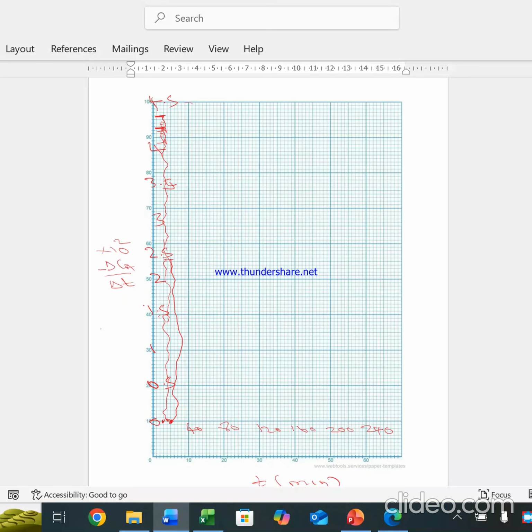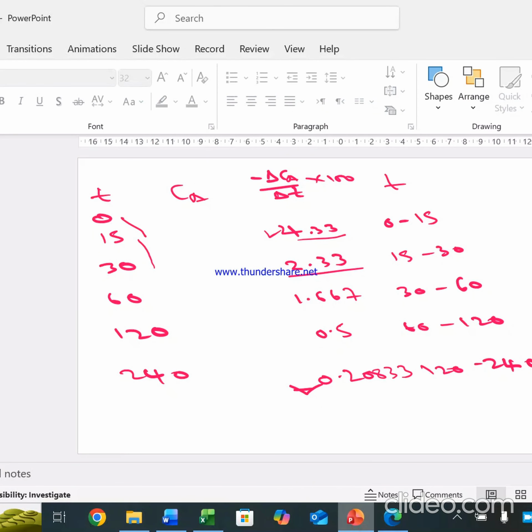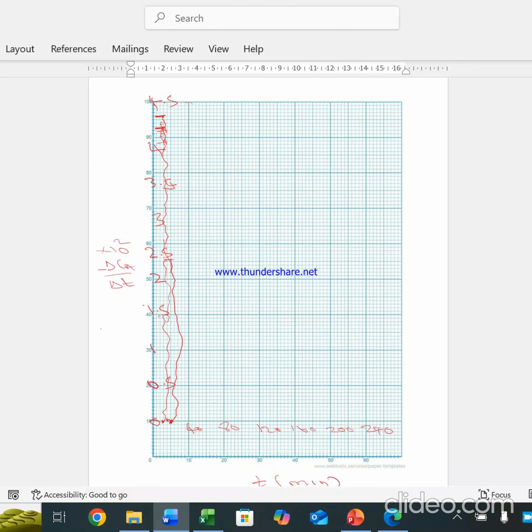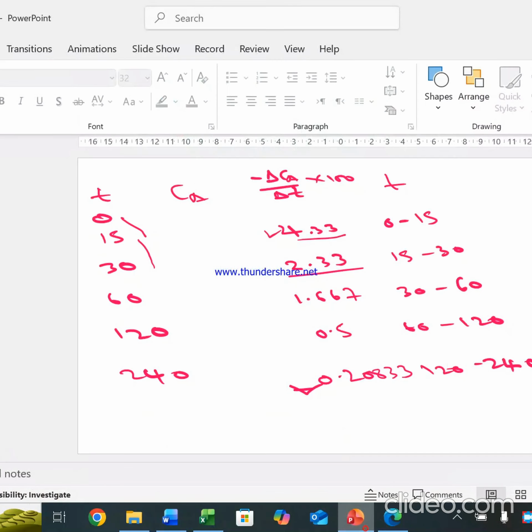Then the next point is 30 to 60, 1.667. So 30 to 60, 1.667, around 1.5, 1.6 around there. That's 30 to 60. So around here, 30 to 60, sorry. So just try to get the idea, because it's not very smooth on this electronic graph.